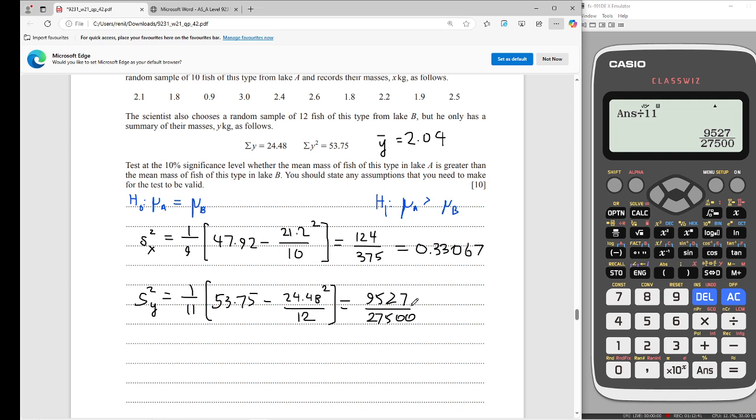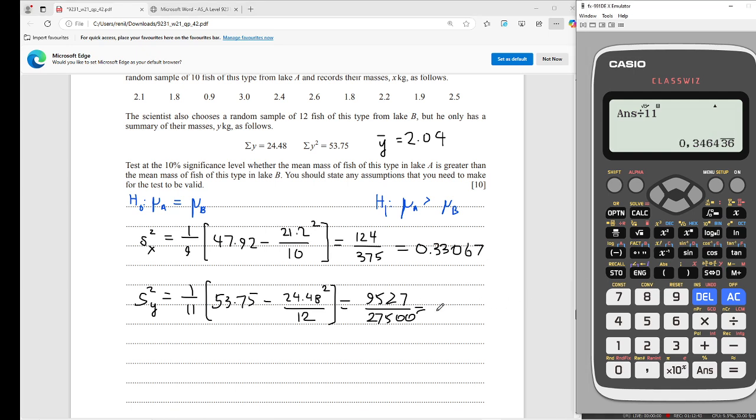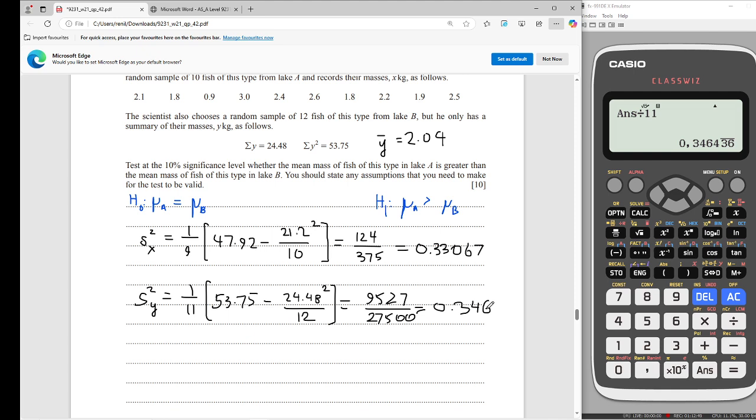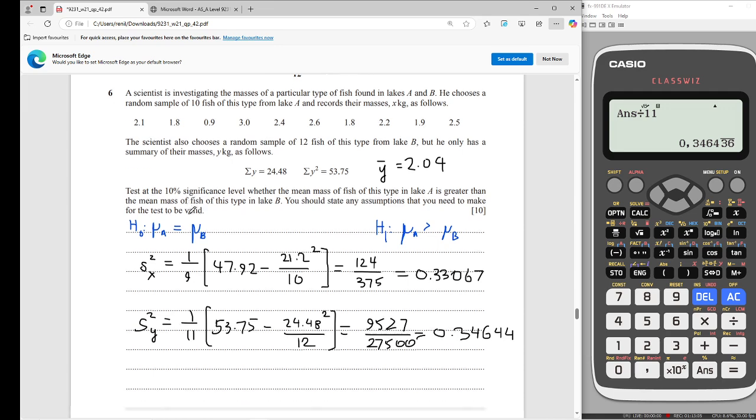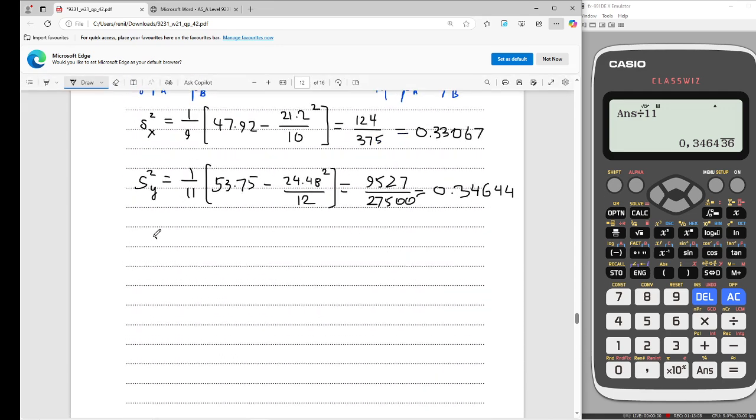And this is the same as 0.34644. Let's give it a 44. Now, they said that we can state any assumptions that we make for the test to be valid. So I like the pooled estimate formula a lot, so I'm going to use that one. You can choose any method you want. You could just use the normal S2 method, although that's a really boring formula, and it has not a really good assumption that we need to use.